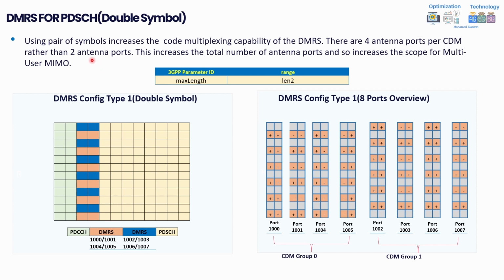So as a summary, using a pair of symbols increases the code multiplexing capability because you have more antenna ports, 4 instead, for example, of 2 before, and increasing the number of antenna ports can increase the scope of multi-user MIMO. This is the summary for the second feature.